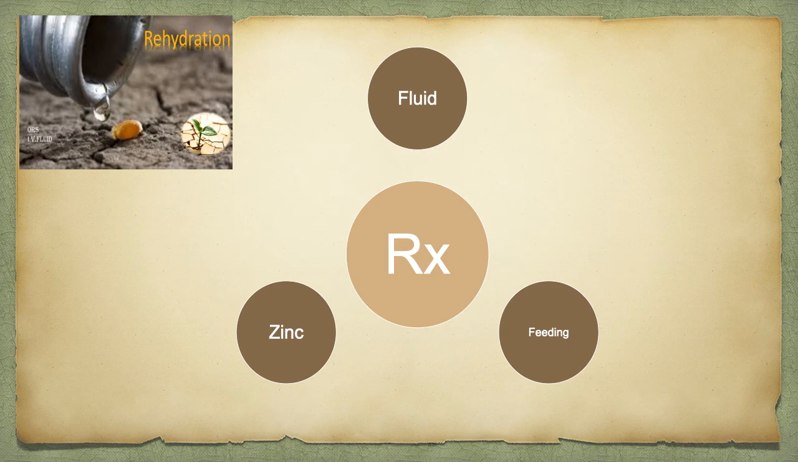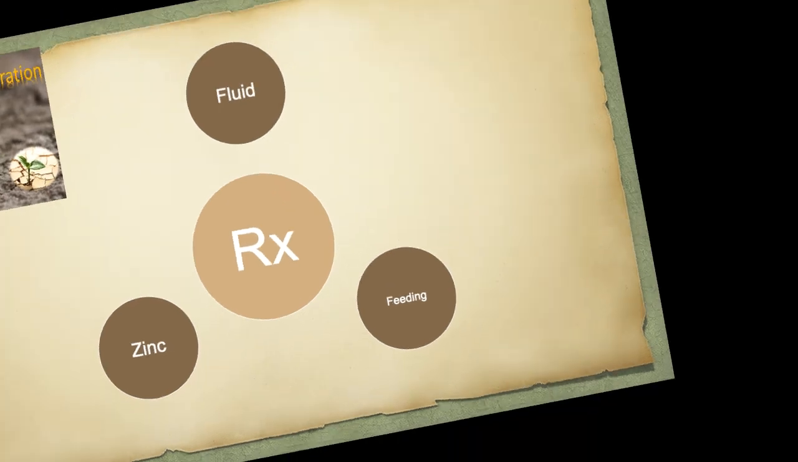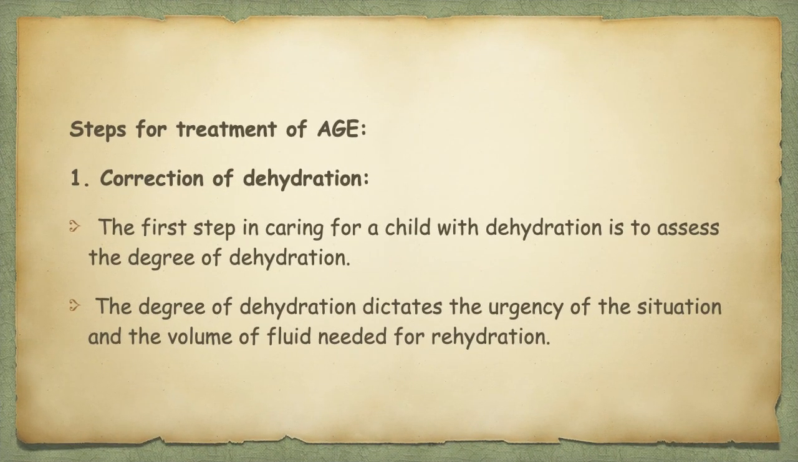Treatment of acute gastroenteritis includes continuous feeding, addition of fluid, and zinc. We start initially by correcting any degree of dehydration. Firstly, we have to assess the degree of dehydration in order to treat any existing dehydration. The degree of dehydration will lead us to the urgency of the situation and the volume of fluid that is required for rehydration.